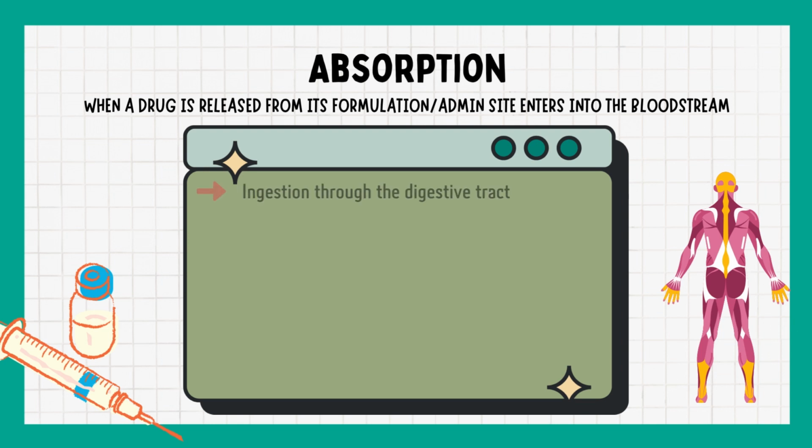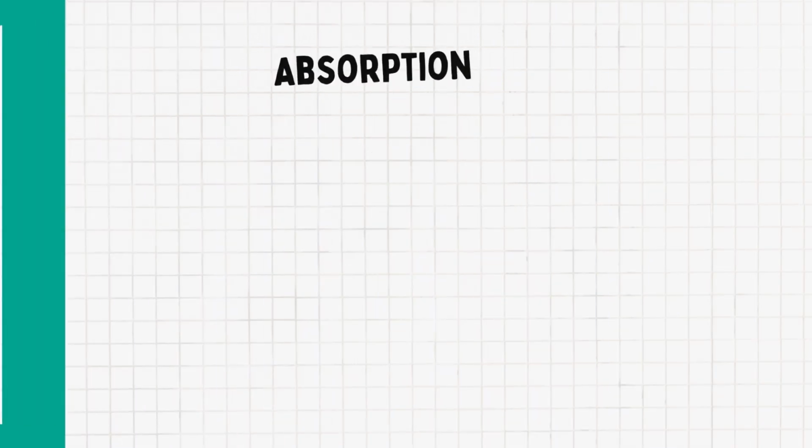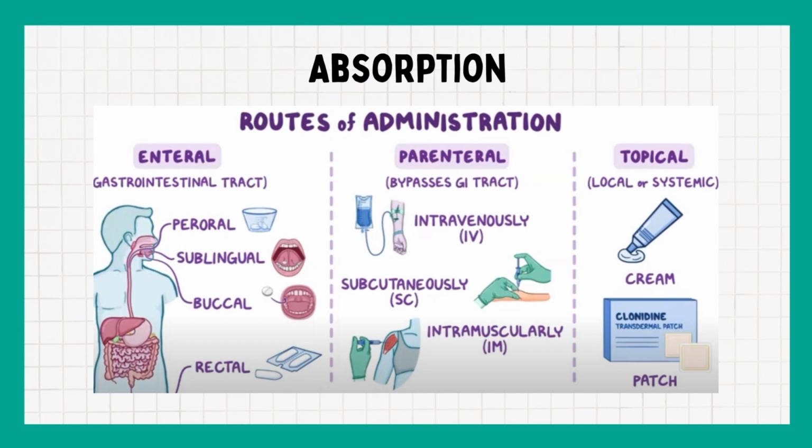This happens through ingestion through the digestive tract, inhalation via the respiratory system, dermal application to the skin or eye, or injection through direct administration into the bloodstream. So this process will happen in possible routes of administration, with the two most common being intravenous and oral. If a drug is administered intravenously, the absorption phase is skipped as the drug immediately enters circulation.